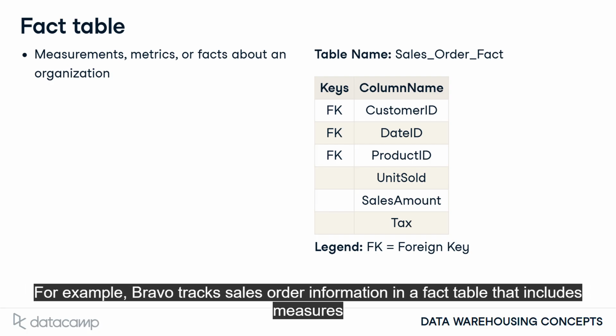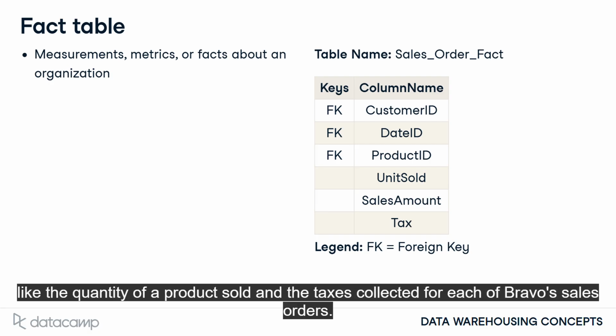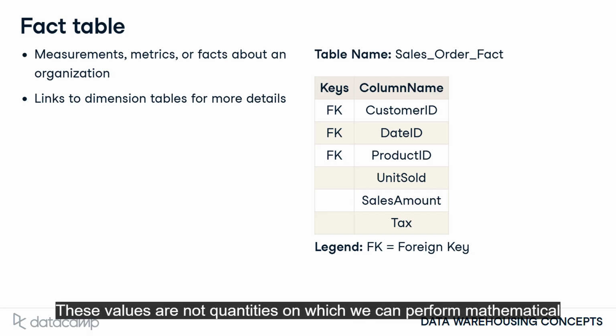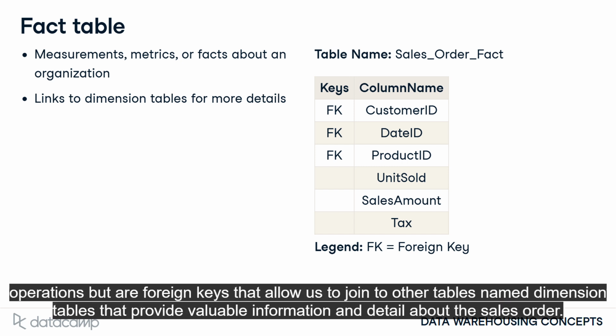For example, Bravo tracks sales order information in a fact table that includes measurements like the quantity of a product sold and the taxes collected for each of Bravo's sales orders. This fact table also includes information about the customer who purchased the product, the date, and the product sold. These values are not quantities on which we can perform mathematical operations, but are foreign keys that allow us to join other tables named dimension tables that provide valuable information and details about the sales order.